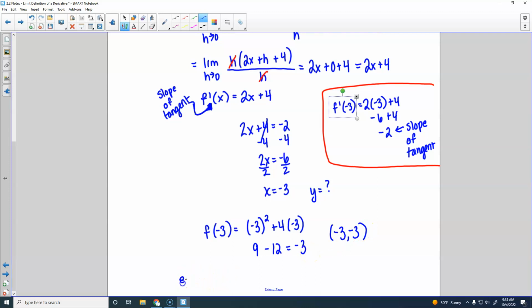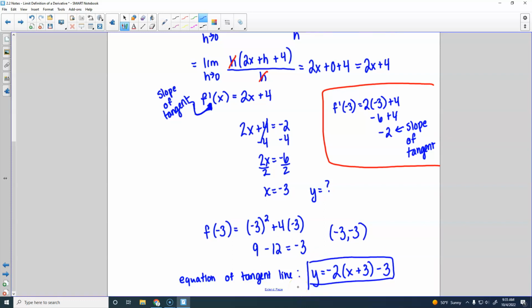So your equation of your tangent line is going to be y equals negative 2 times x plus 3, minus 3. So that would be our final answer on this.